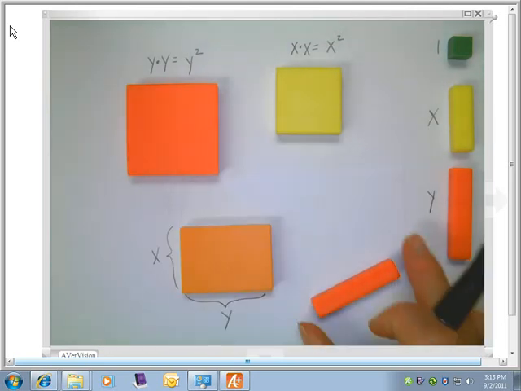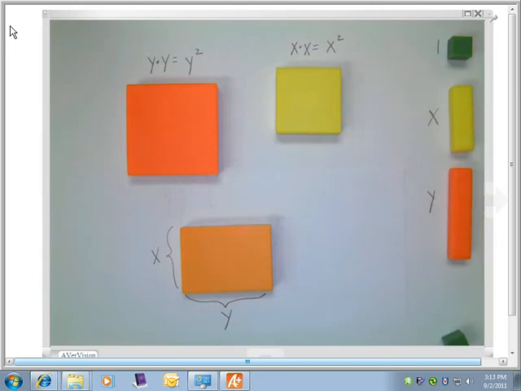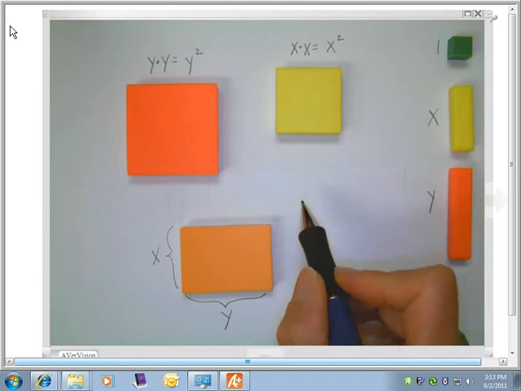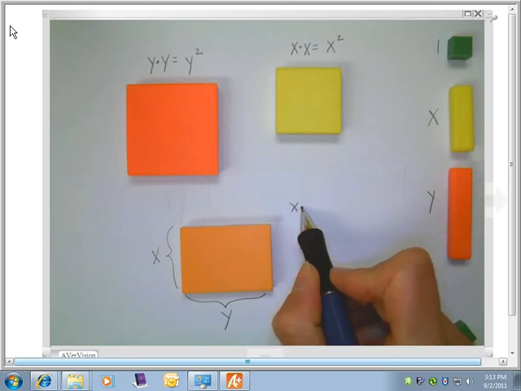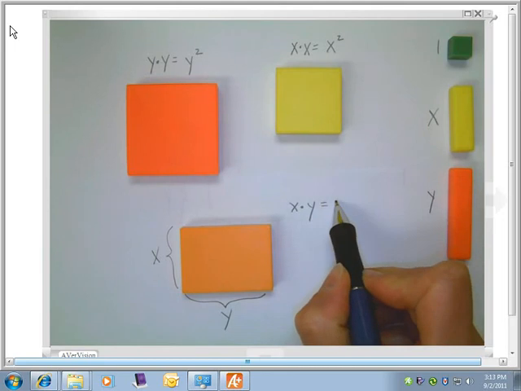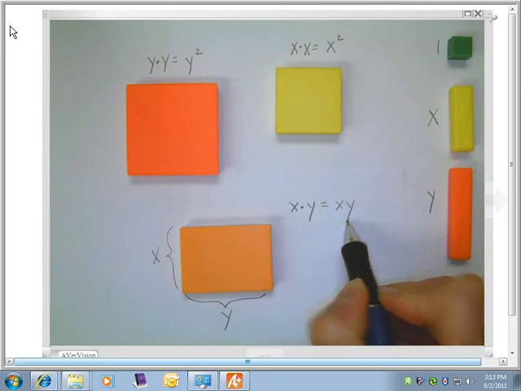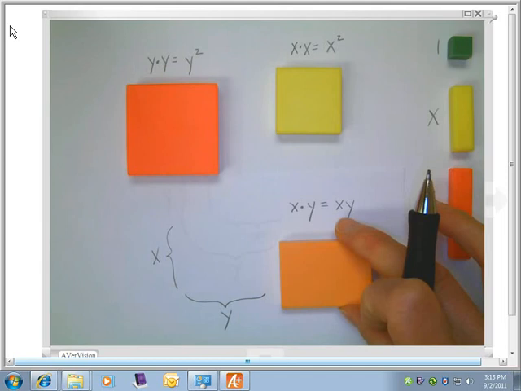So to find our area, we know that we're going to have x times y, which equals xy. That belongs to that.